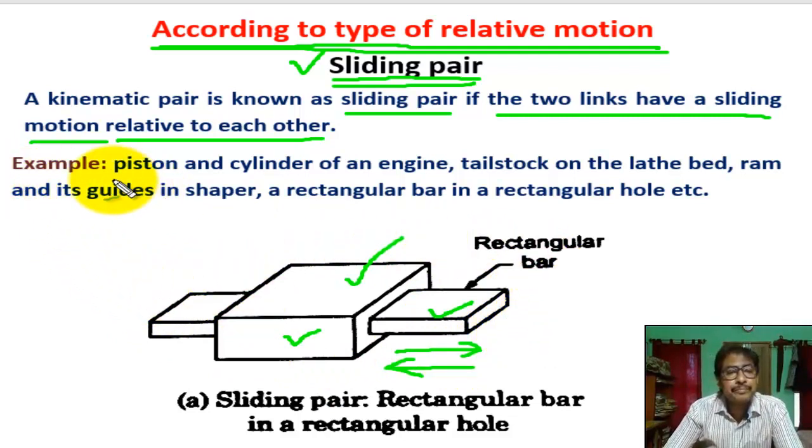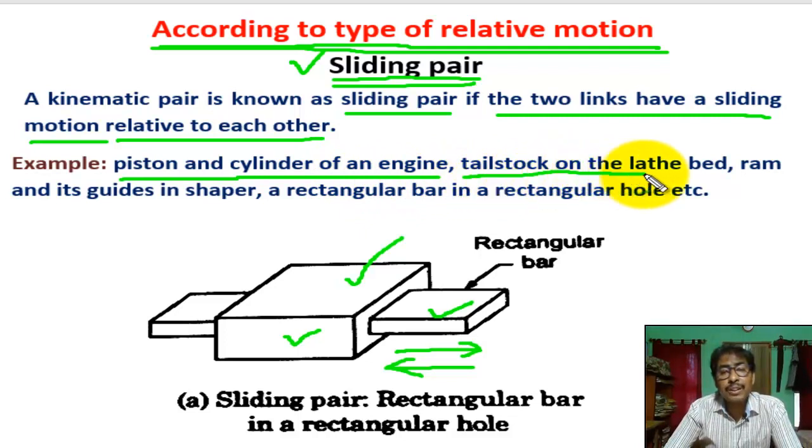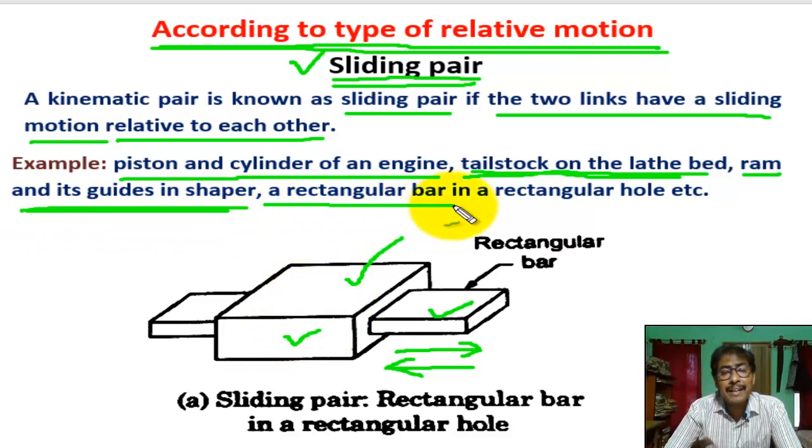Other examples: piston and cylinder of an engine, tailstock on the lathe bed, ram and its guides in shaper, and a rectangular bar in a rectangular hole. All of these are examples of sliding pair.